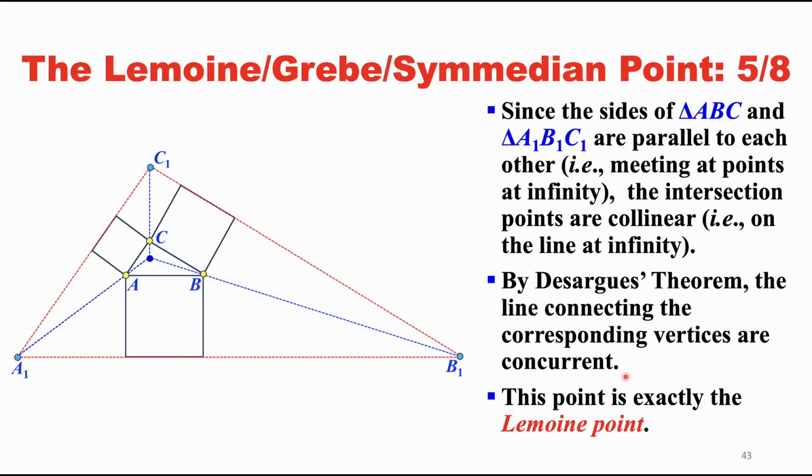By Desargues' theorem, the lines connecting the corresponding vertices are concurrent. So we cited this theorem. We are not going to prove it because you can find it in nearly every geometry book. So the concurrent point is exactly the Lemoine point.